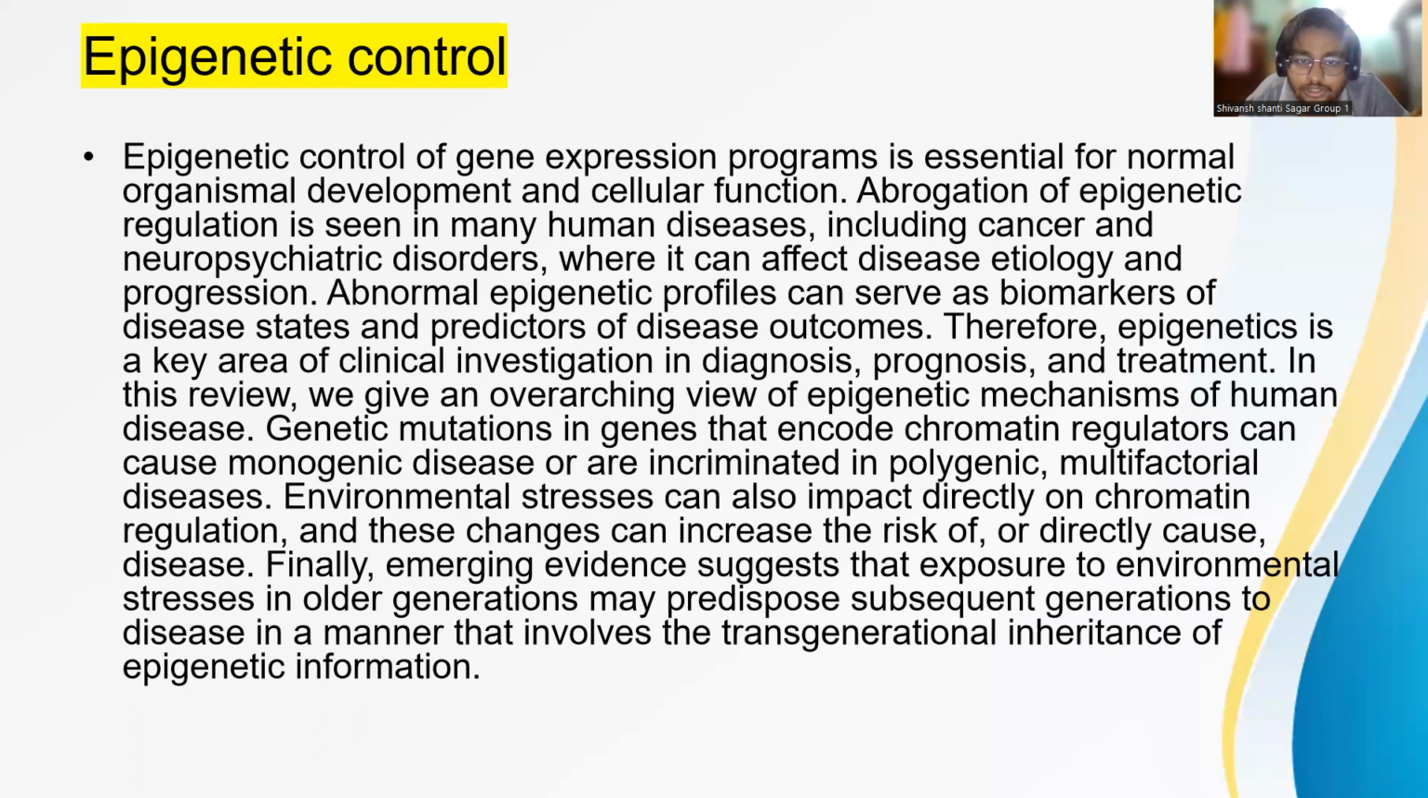In this, we review the overall epigenetic mechanism of human disease, their genetic mutation in the chromatin regulation, and how they can cause monogenetic diseases or be polygenetic, multifactorial, or environmental based. Some of the environmental stresses can also impact directly on the chromatin regulation and increase risk upon the genetic mutation factors. Emerging evidence suggests that exposure to environmental stress in the older generation may predispose subsequent generations to diseases in a manner involving transgenerational inheritance of epigenetic information.